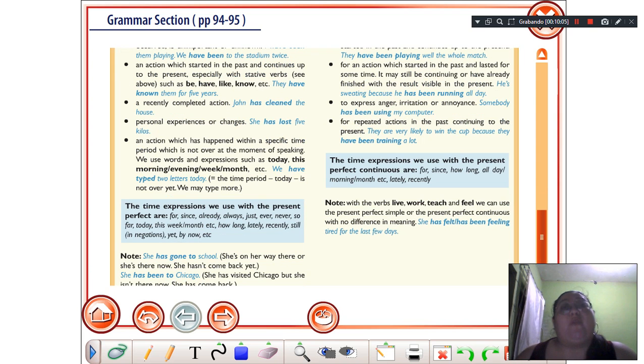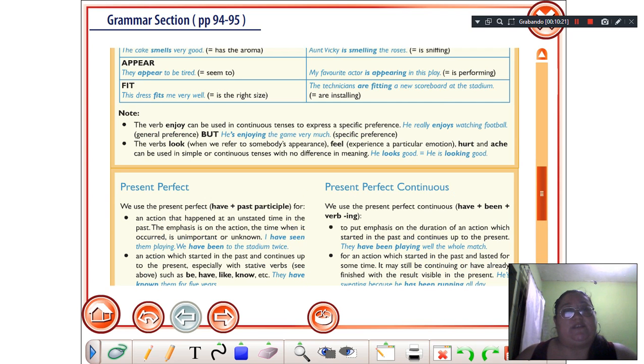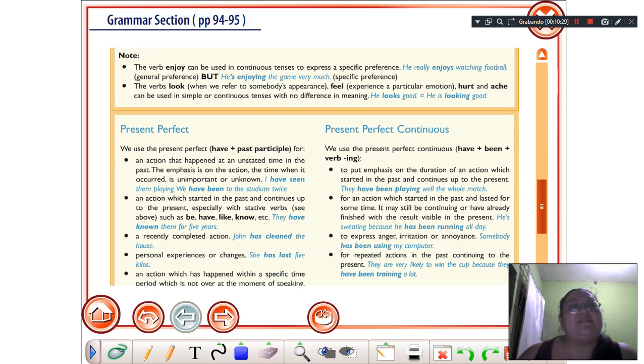The time expressions that we use in the present perfect are for, since, already, always, just, ever, never, so far, today, etc. Okay, here are the present perfect uses. We use the present perfect to express actions that happened at an unstated time in the past, but the emphasis is on the action, not the time when it occurred. An action which started in the past and continues in the present, especially with stative verbs. A recently completed action, personal experience of changes, and an action which has happened within a specific time period which is not over at the moment of speaking.